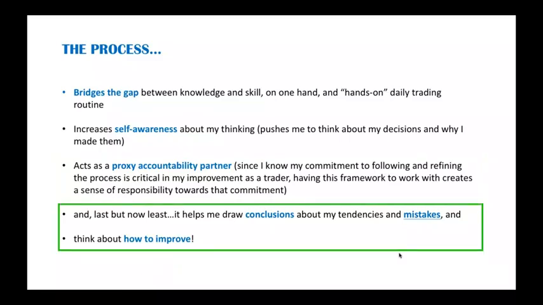And last but not least, the fact that I have started creating a structure around my trading and my decisions is allowing me to draw conclusions. These conclusions are about my tendencies and the mistakes I'm realizing that I'm making, and most of all, how to improve. Because one of the main things about all this is that mistakes are always huge opportunities to learn and improve. And without that structure, I wouldn't have been able to spot those opportunities to improve.